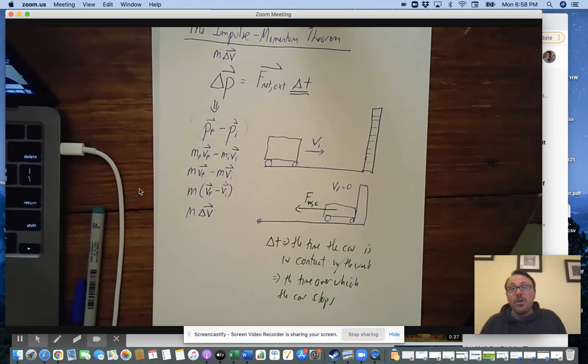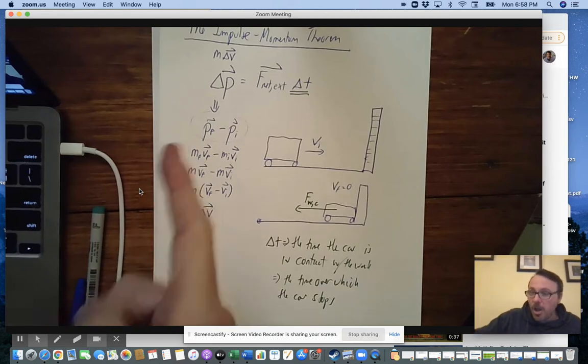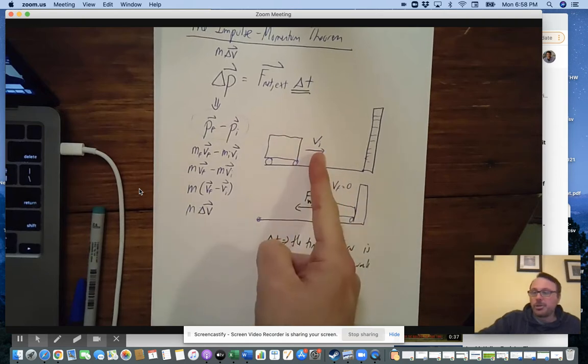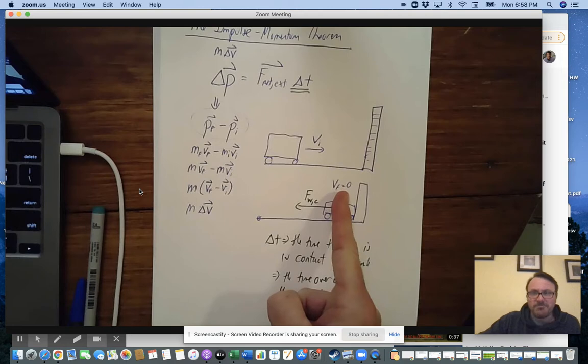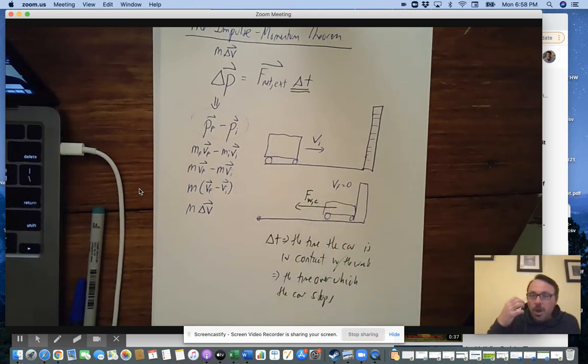Now, collisions happen ridiculously quickly. They're so quick that sometimes it's difficult to see what's going on inside of that collision. But by looking at the impulse momentum theorem, I know how fast that car is going before the interaction. I probably know the mass of the car. I know how fast it's going after the interaction, meaning when it comes to rest. Therefore, I can know the impulse that acted on that object without ever knowing the force that acted on that object, through simple observation, which is really powerful.